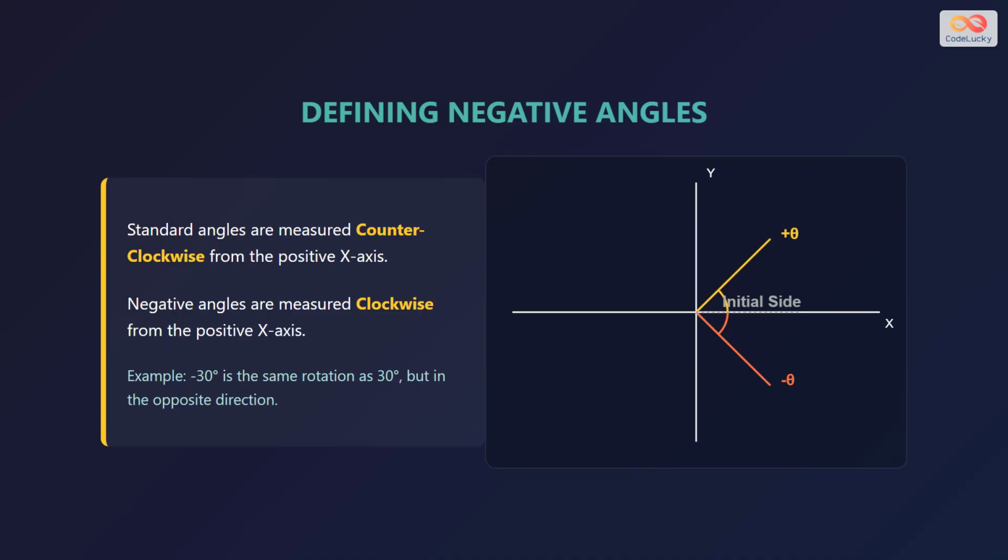First, let us understand what a negative angle actually is. In standard trigonometry, positive angles are measured counterclockwise from the positive x-axis. A negative angle, however, is measured in the opposite direction, clockwise. For example, negative 30 degrees covers the same amount of rotation as 30 degrees, just in the other direction.